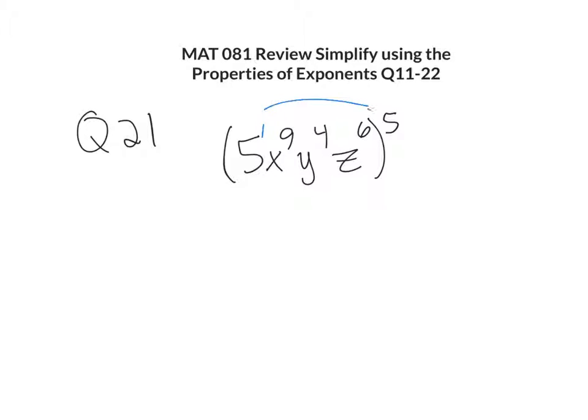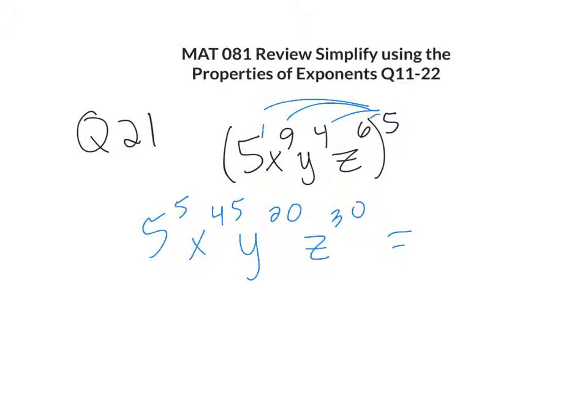Distribute that exponent of 5 by multiplying. 5 to the 5th. X to the 9 times 5 is 45. Y to the power of 4 times 5 is 20. And z to the power of 6 times 5 is 30. Simplify that a little bit more. 5 to the power of 5 is 3,125. X to the 45th power, y to the 20th, z to the 30th.